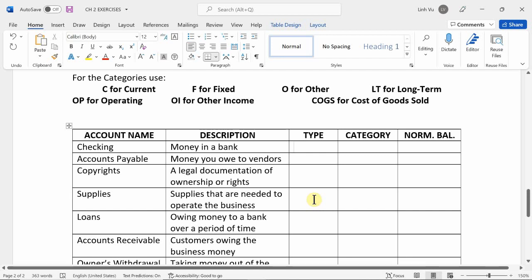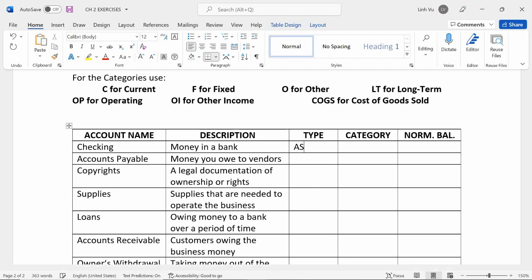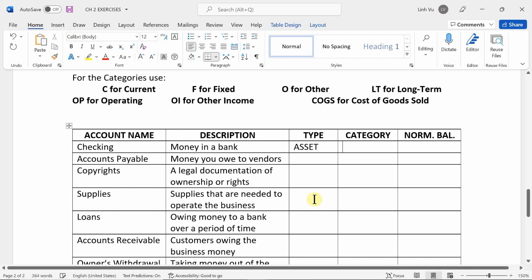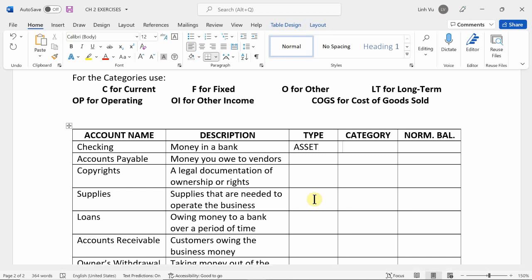The assets. Yes, it's an asset because you own the money in that bank. Okay. Now, what kind of asset? Is it current? It is current because it's already in its simplest form. Okay. Now, would this typically normally have a debit balance or a credit balance?